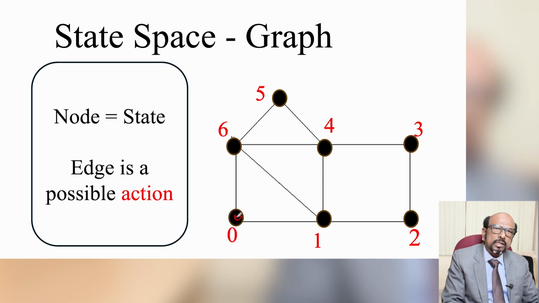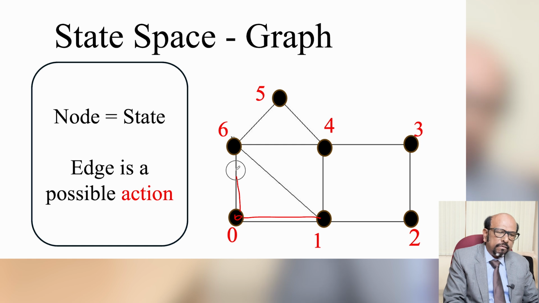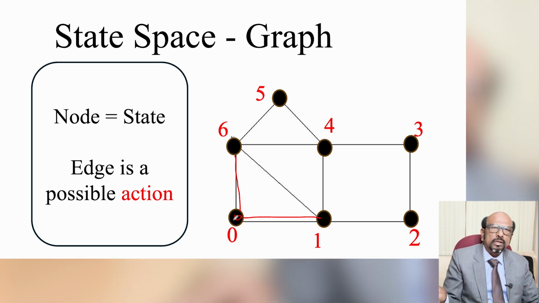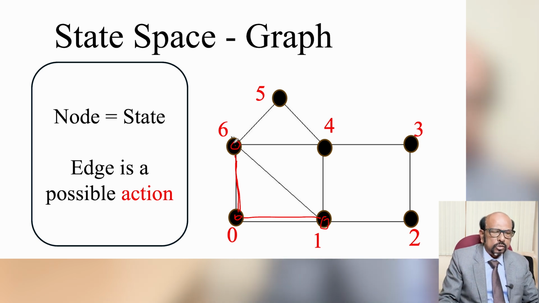When you are in the initial state, either you can do this action or you can do the vertical action. Each edge represents an action. So at 0, there are 2 possibilities. The edge 0, 1 is an action. If you do this action, you will reach state 1. Whereas if you do the action 0, 6, you will reach state 6. Then you will have to move further. So that is how we are moving forward.